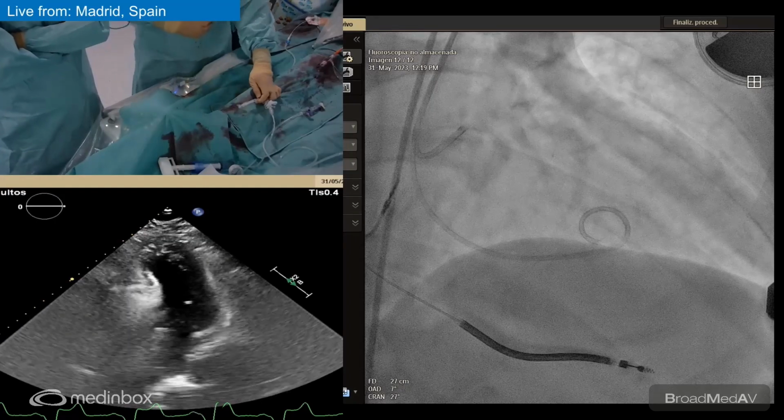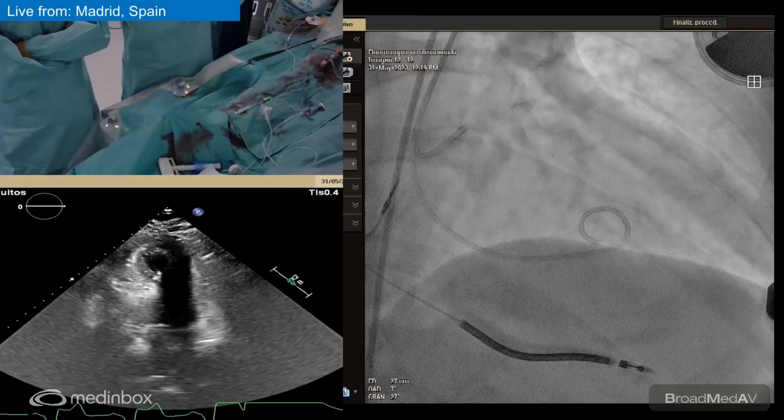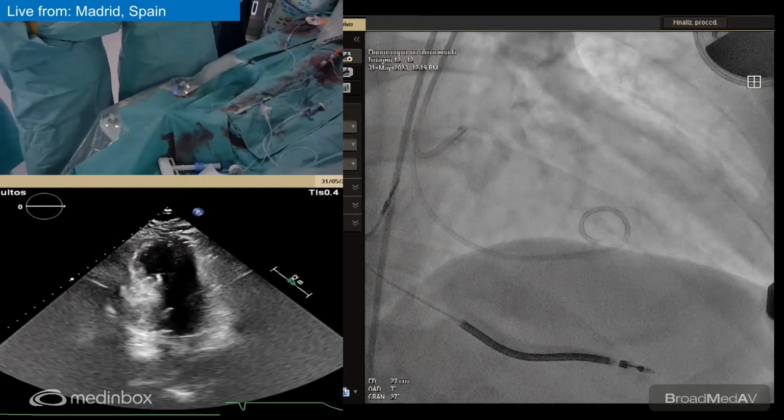You can see this is a very slow injection, very slow. We have to be patient. 2 milliliters.